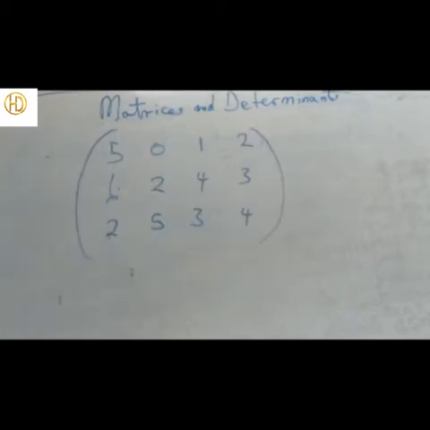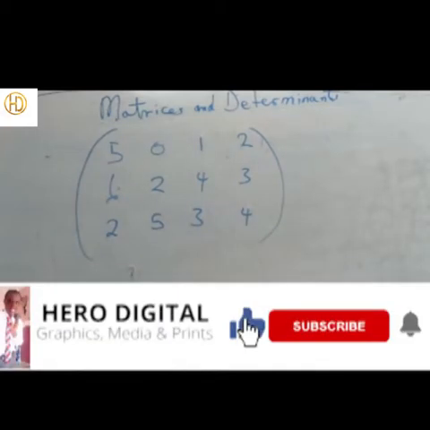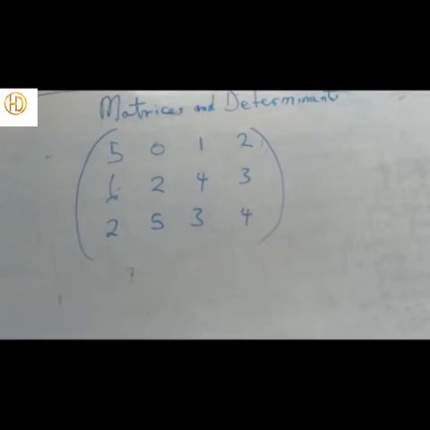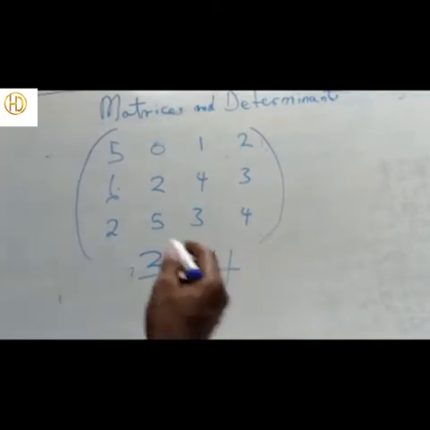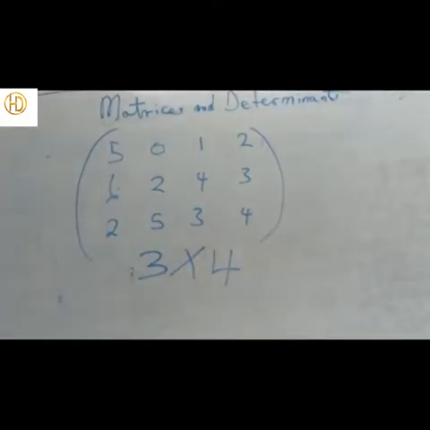I will leave you to find the dimension of this matrix. Just give it a try before I write it out. Okay, if you have this, you are right. This is a 3 by 4 matrix.